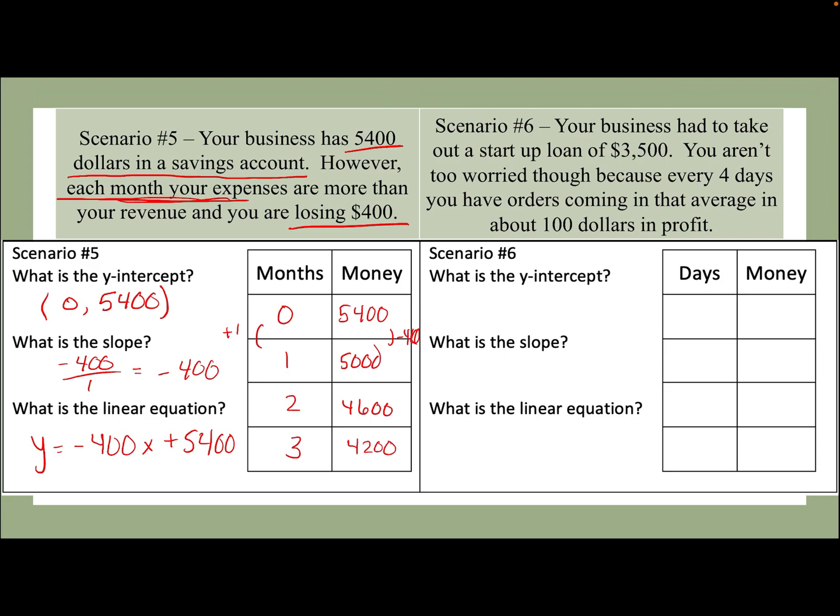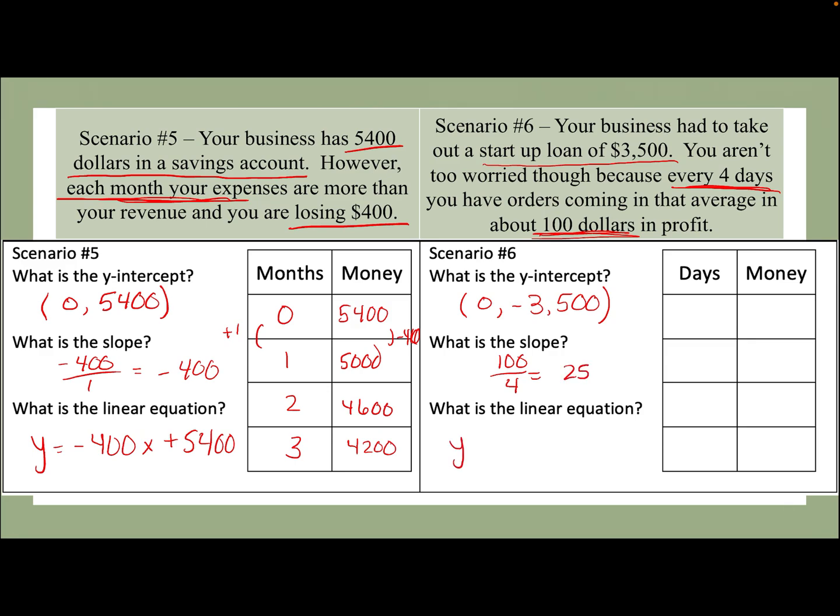For scenario 6, it says your business has to take out a startup loan of $3,500. You aren't too worried though, because every 4 days you're making $100. So my y-intercept, I'm gonna have 0, comma, and we had to take out a loan, so I'm gonna have to pay that back. So negative 3,500. My slope, $100 every 4 days. If I divide that, 100 divided by 4 gets me 25.